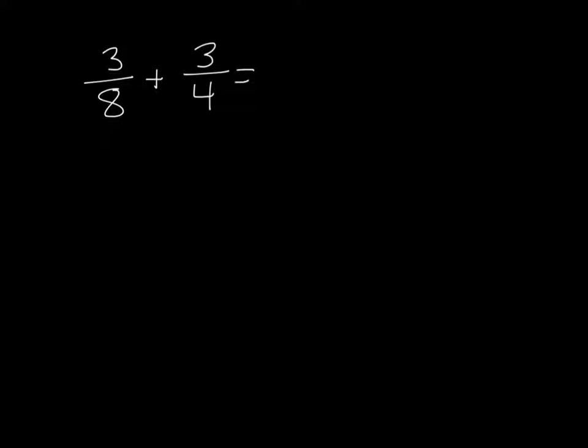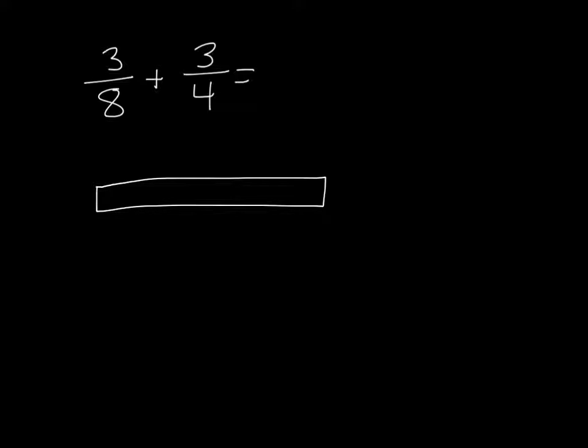So for our first problem, we have 3/8 plus 3/4. And as I mentioned, our denominators are different. So we can't just add the 3's across the top like we've done on previous problems where the units were the same. Since these units are different, we need to do some more work with these fractions before we can add them. So to start with adding these fractions, I'm going to use tape diagrams.